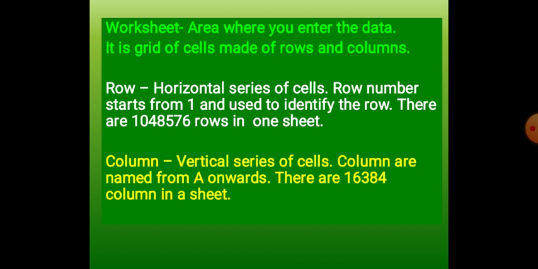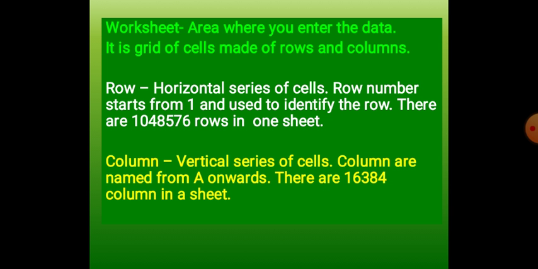Worksheets. As I told you, a workbook is a collection of worksheets, and a worksheet is the area where we enter our data, we format the data, and we create graphs and charts. It is a grid of cells made up of rows and columns. And what is a row, children? A row is a horizontal series of cells, and every row is identified by a row number. It starts from the number 1. Sometimes if we have to select the complete row, we just click on the row number. And there are a total of 1048576 rows in one sheet.